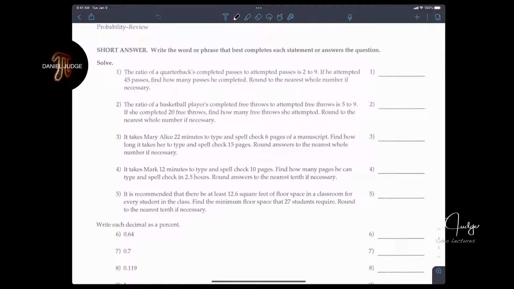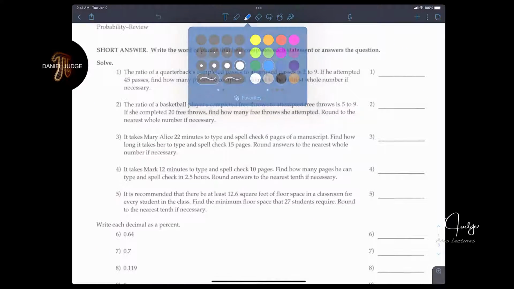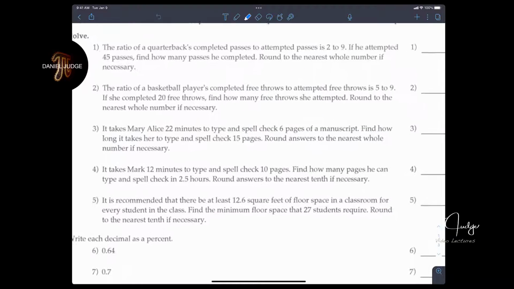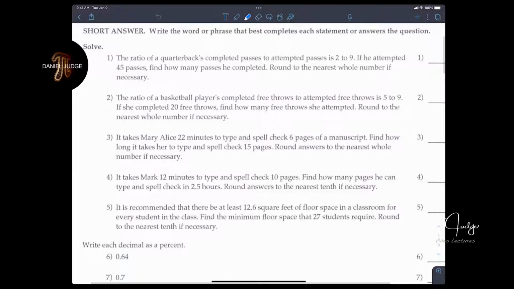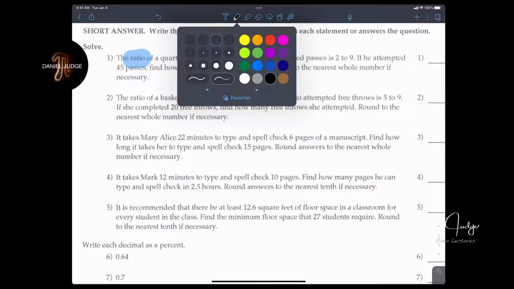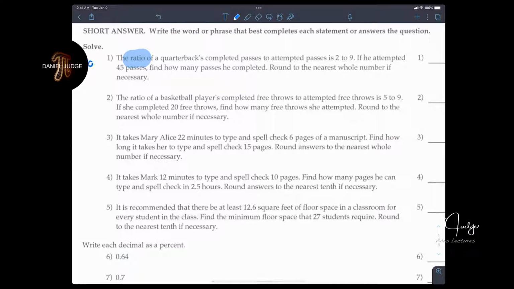Okay, let's start by reading here. The first question that we see is going to be about a ratio, and we're going to create a proportion. So it says the ratio. Remember that phrase, ratio. Ratio means A to B. We have this fraction A to B always.